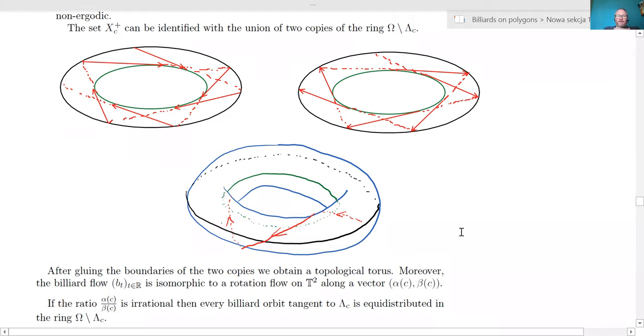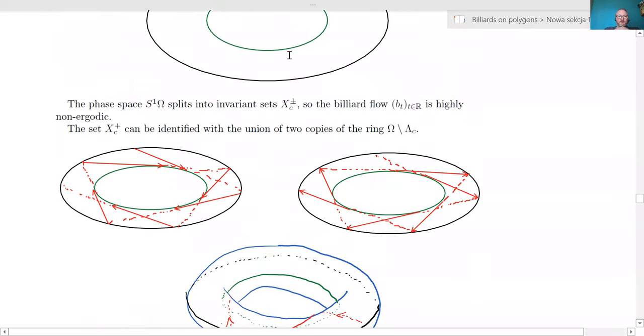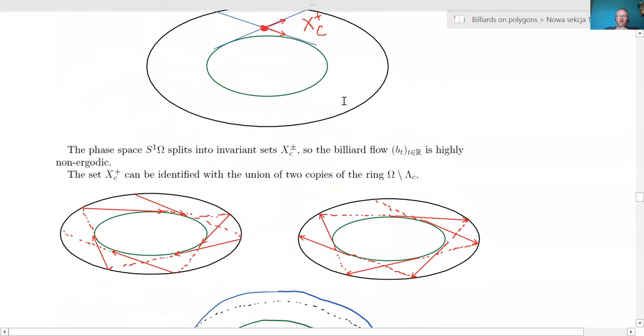And the last fact which I would like to quote, because it's not completely easy to prove, is that on this torus, the restriction of the billiard flow is isomorphic to a rotation on this torus. This rotation is given by a vector, which of course depends on the parameter C. The parameter C was responsible for the parameter of the conic, sorry, for the caustic.